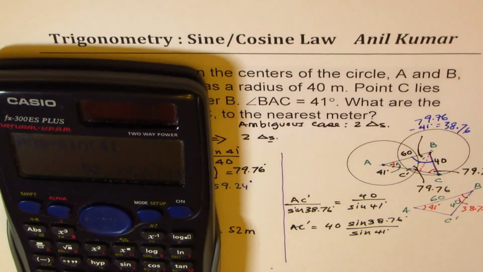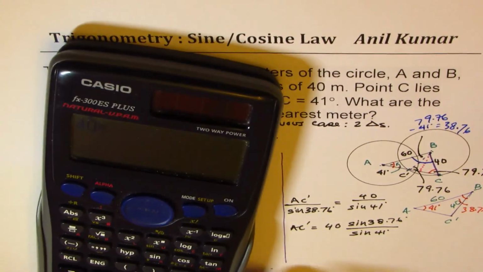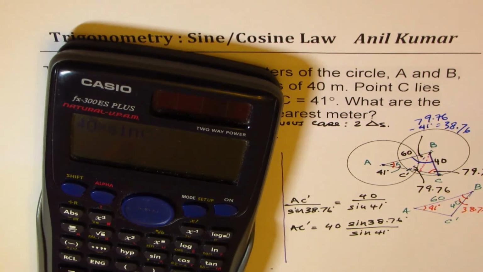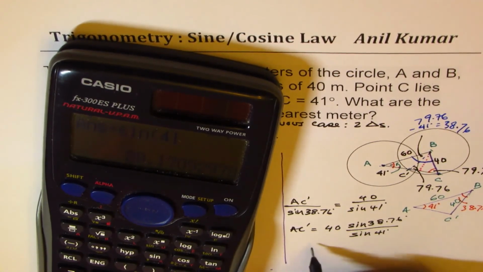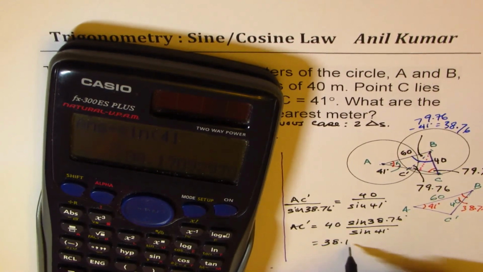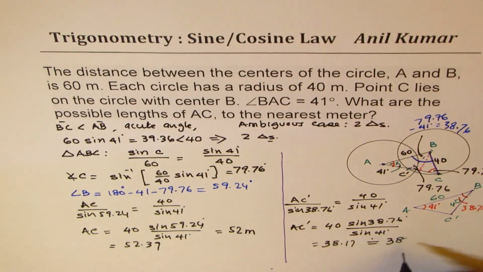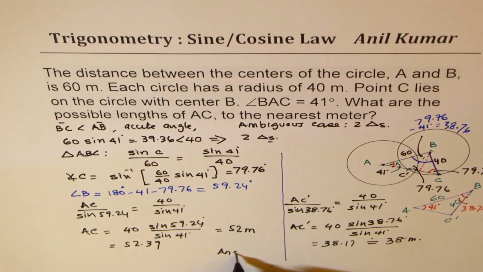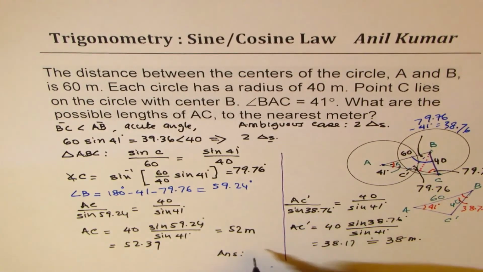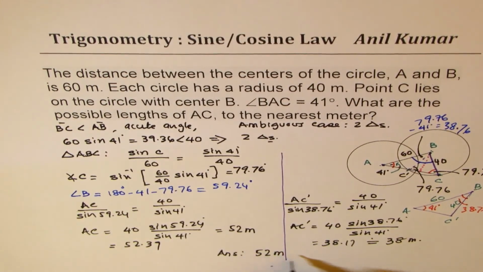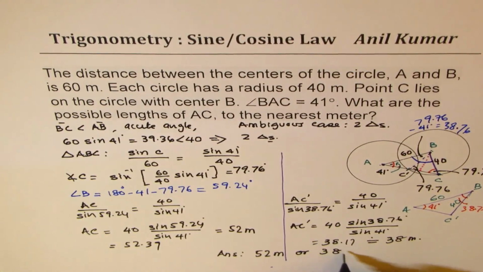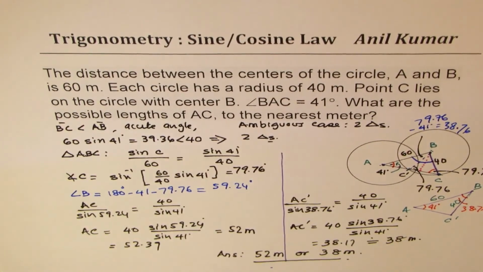Let's calculate this. It is 40 times sine of 38.76 divided by sine of 41, which equals 38.17, or approximately 38. The units are in meters. So we get our answer that these lengths could be 52 meters or 38 meters, correct? That is how we could solve this question.